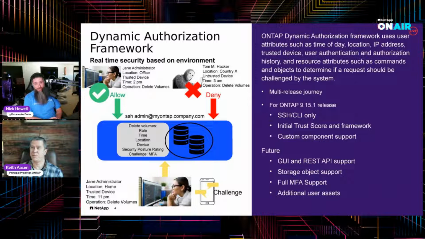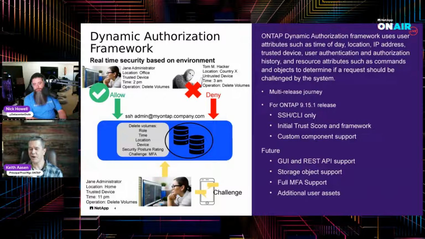Okay, so let's gloss over this one and what it is, because it's got a big fancy name. But what is it actually doing under the covers? Another tech preview, but what we're trying to do here is have ONTAP make real-time dynamic choices about how it should respond to commands that could result in data loss or data destruction or data exfiltration based on a trust score.